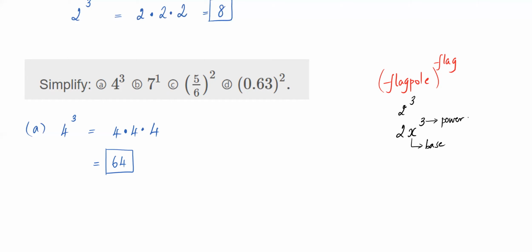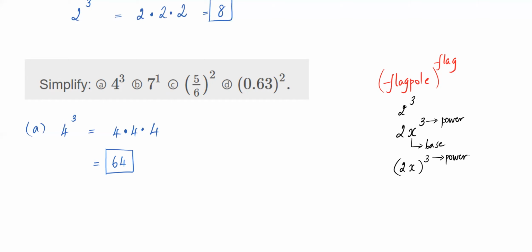So what about the 2? Well, the 2 does not carry any power. The 2 is simply going to get multiplied to the x cubed. On the other hand, if I gave you 2x in parentheses power 3, now tell me what is the flag? Well, the flag is 3, which is the power.